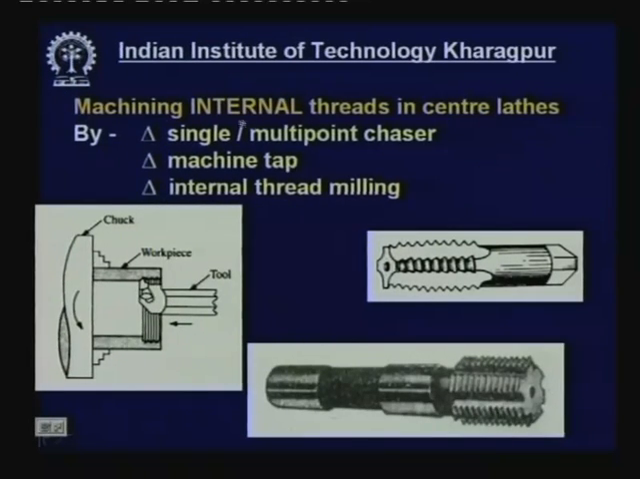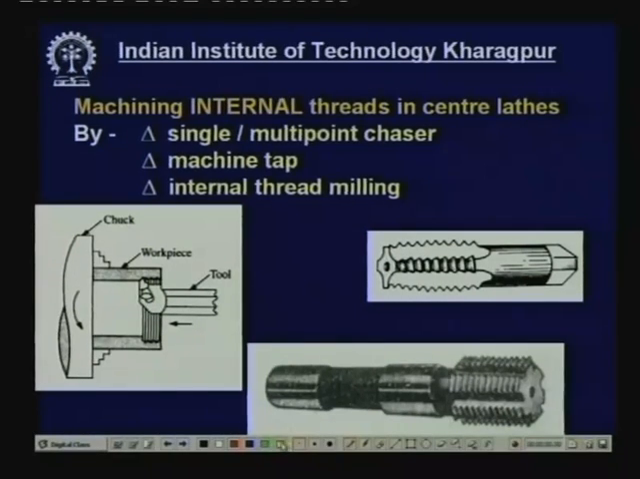Now, machining internal threads in center lathes is very similar to the previous methods by single point tools. This is the internal thread, this is the workpiece, a hollow cylinder where internal threads are to be cut, and this is a single point cutting tool, just like boring.